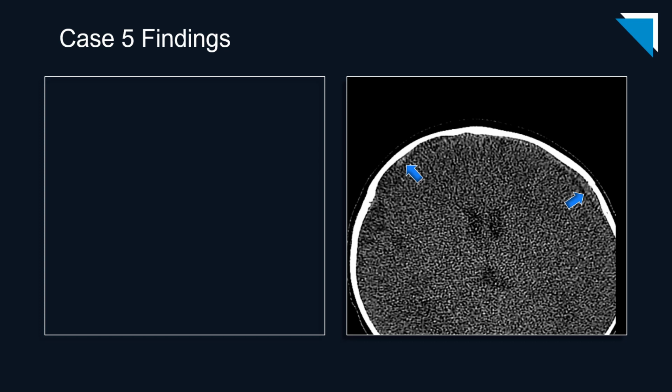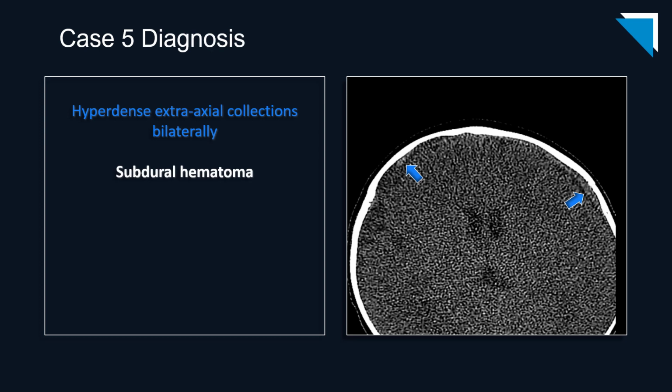In this case, there are subtle but clearly visible subdural blood products overlying the bilateral convexities. In this case, it is a bit of an eye test, but if you do include the brain parenchyma in your search pattern in these cases, you at least have a fighting chance of making this critical finding.